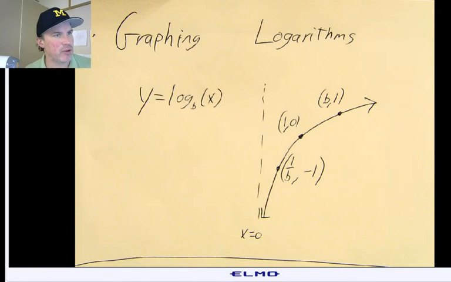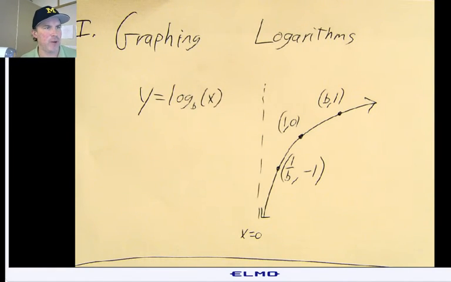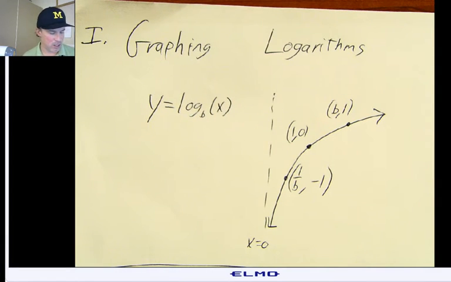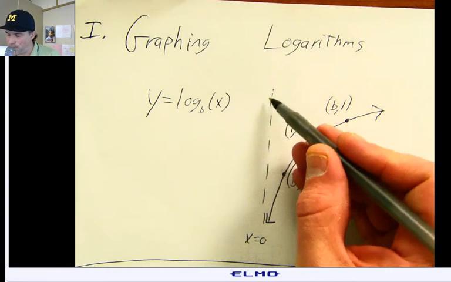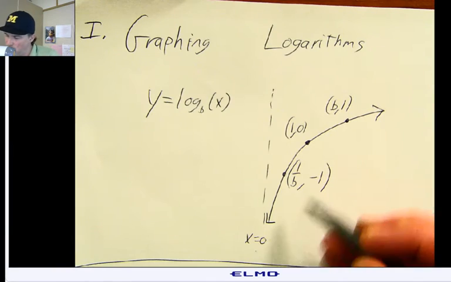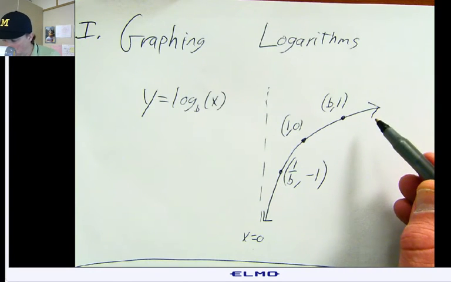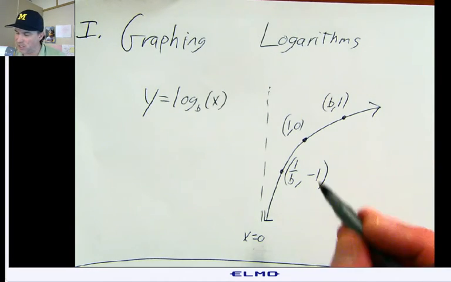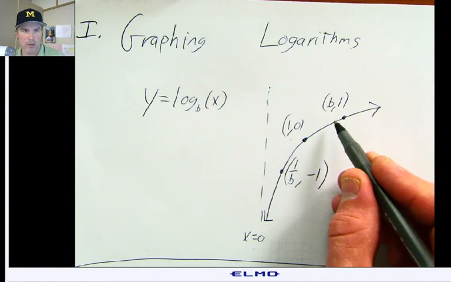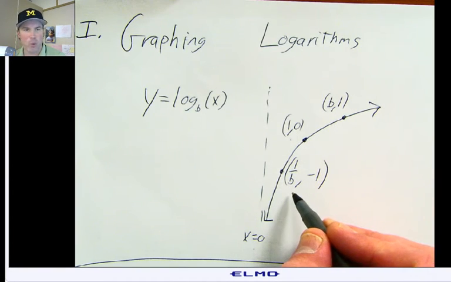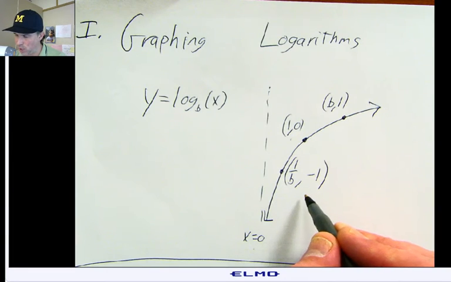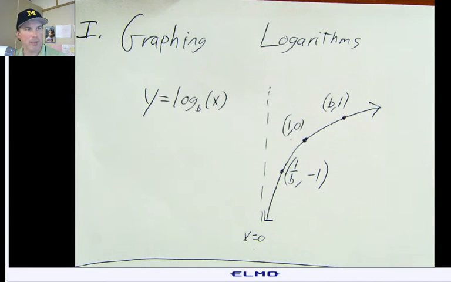In class, either today or yesterday, depending on when you're watching this video, we learned about the parent function for a log graph and where it comes from. It's the inverse of the exponential function y equals b to the x. And we have this vertical asymptote along x equals 0. It will have this general shape if you're using graph paper. And the three key points that I'd like for you to always consider would be the point (1, 0), the point (b, 1), and the point (1/b, -1). And that's our parent function.